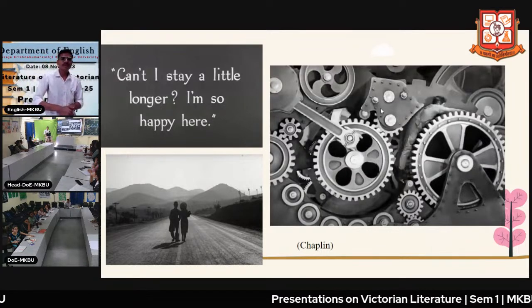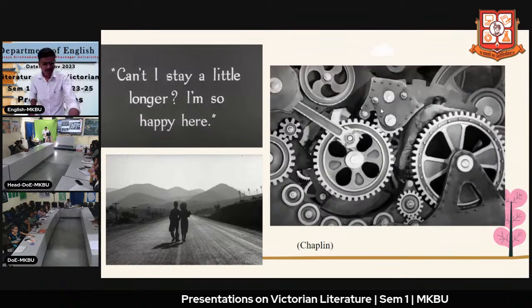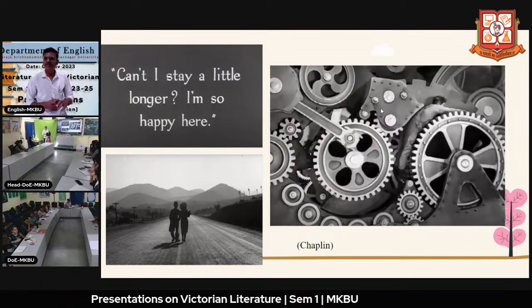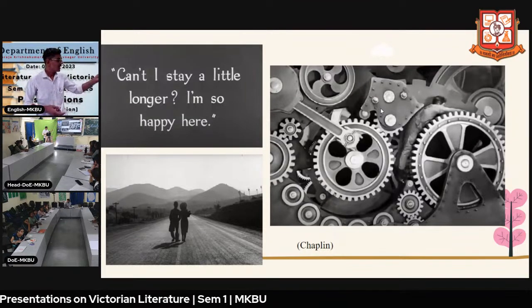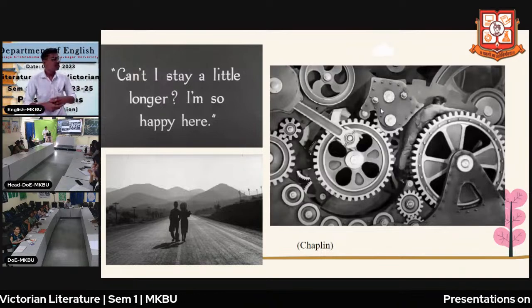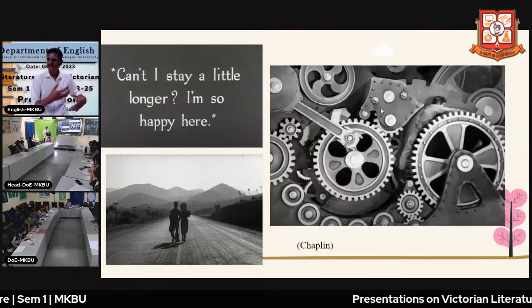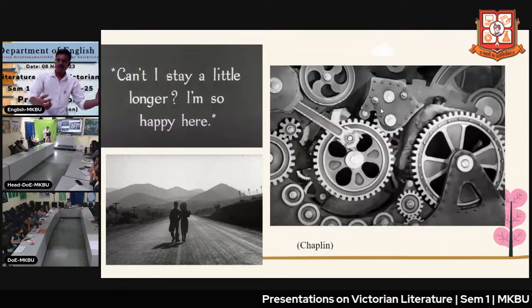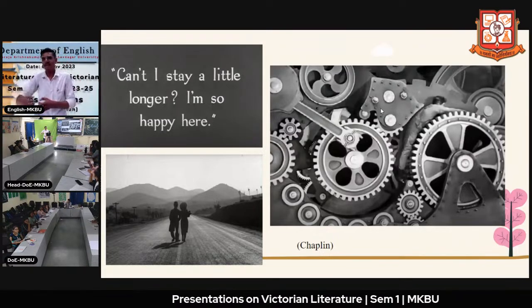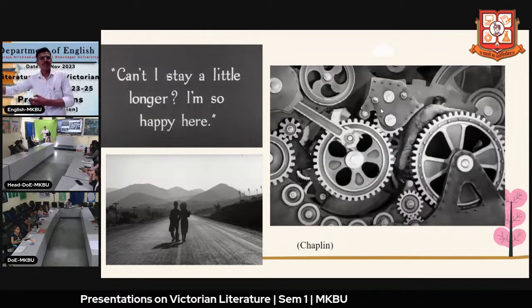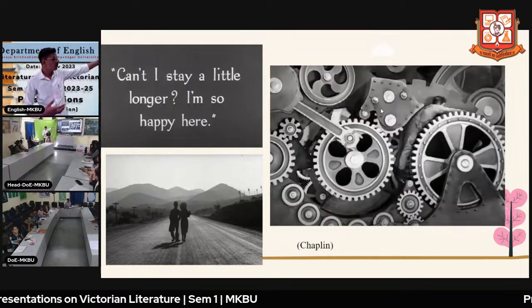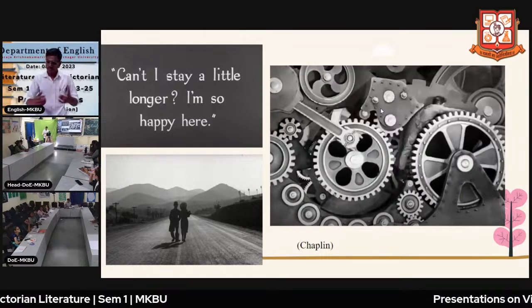In the same way, when the movie ends, the woman, the actress, and Charlie Chaplin, the Tramp, are going towards the mountain. So we can say they are going out from industrialism, and they want to live their life in a natural way. They are moving along an empty road. So we find that.